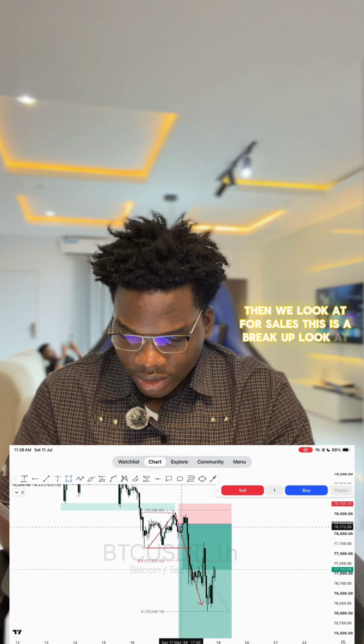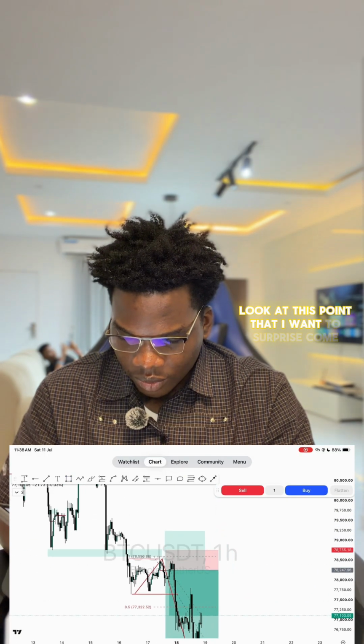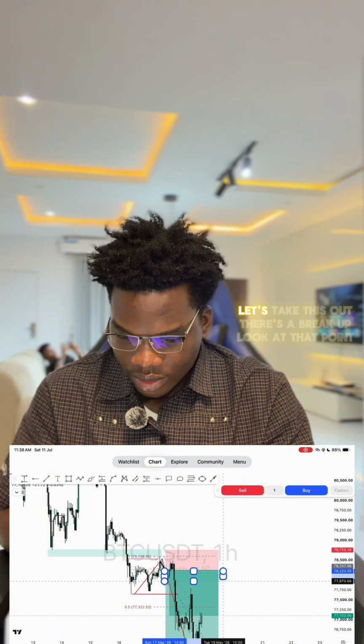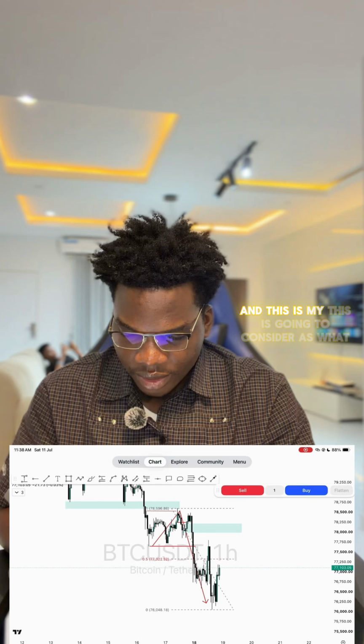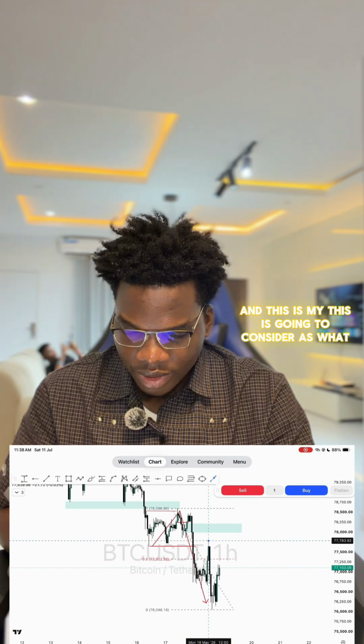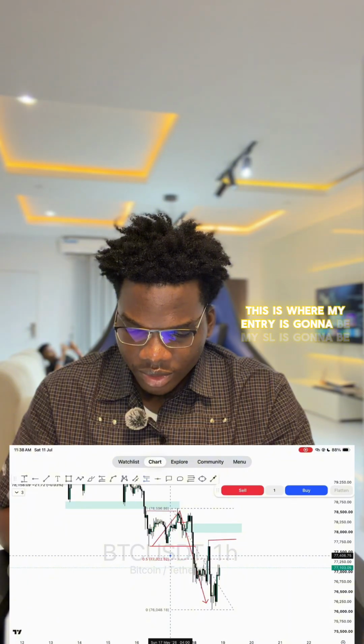This is a breakup block at this point. There's a breakup block at that point that I want to see price react from, and this is going to be considered as my liquidity level. So now if I'm going to be entering this trade, this is where my entry is going to be.